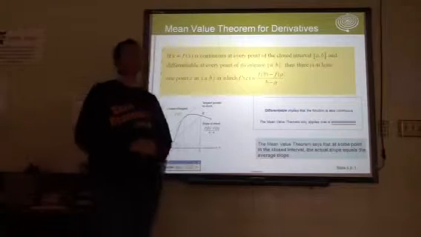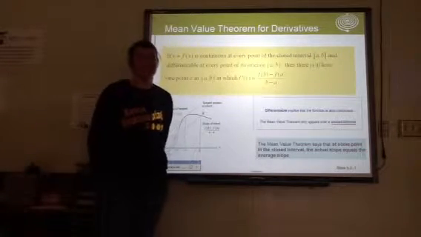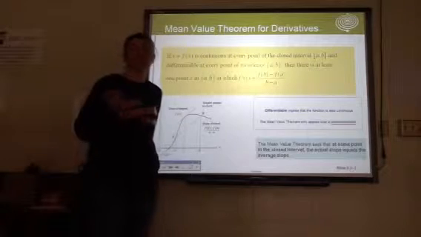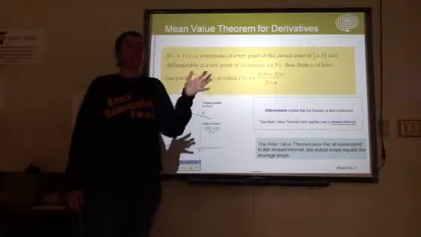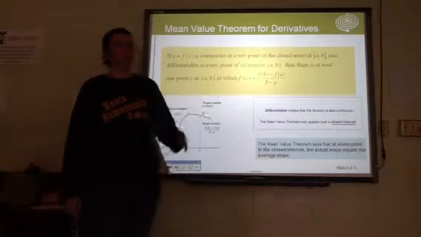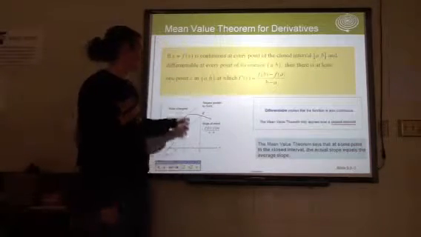The mean value theorem is an existence theorem. It's not a theorem that tells you this is where it is or this is how you find it. It's saying that it does exist, that there is one. Then it's your job to figure out how to get that.